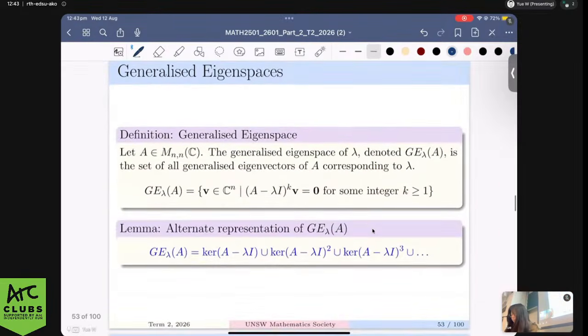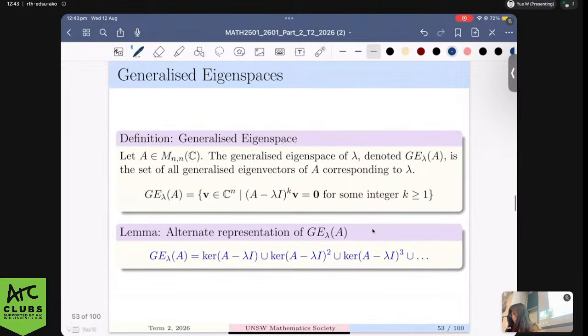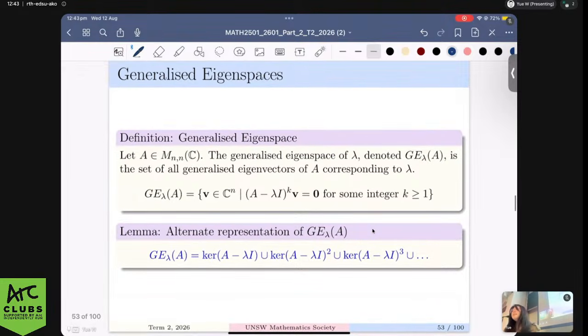And now moving on to generalized eigenspaces. If we consider some matrix A, which is some m by n matrix, we can say that the generalized eigenspace of lambda, denoted by this here, is the set of all generalized eigenvectors of A corresponding to lambda. And I guess this is just how you write it out in standard notation. And note here that obviously our vector can't be equal to 0.